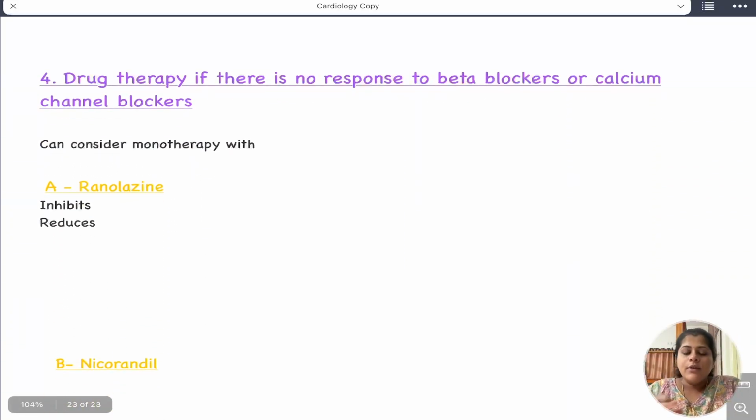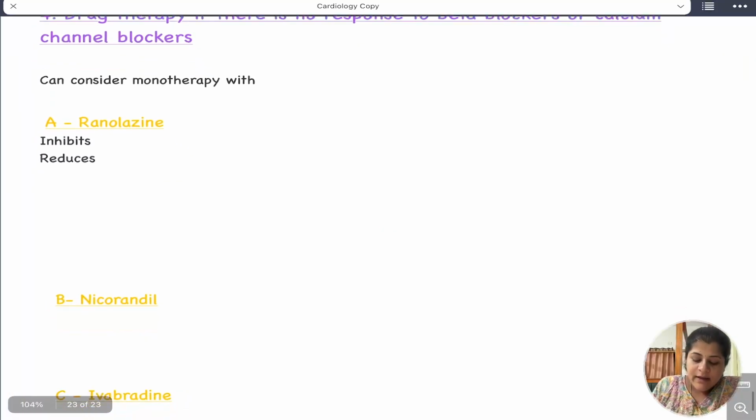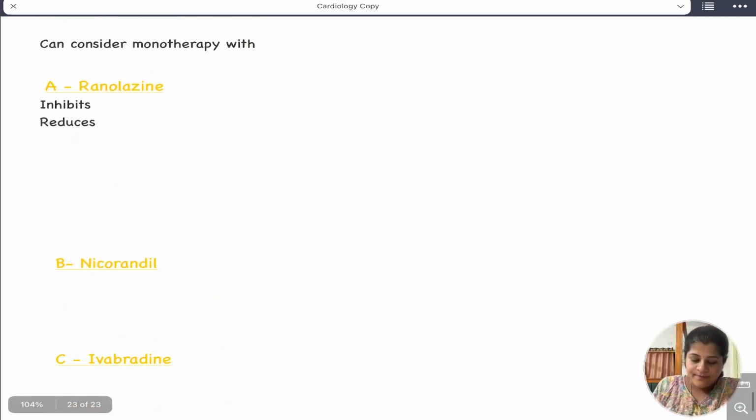Coming to the fourth one, you tried nitrates, you tried beta blockers, you tried calcium channel blockers, you also added antiplatelet medications, you have advised the patient regarding exercise, you have controlled all the risk factors and aggravating factors, and still the patient has angina. What are the other options that you have? So you can try second line medications. First, you can consider monotherapy with Ranolazine, Nicorandil, Ivabradine, or long-acting nitrates.